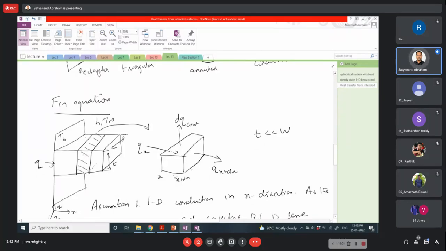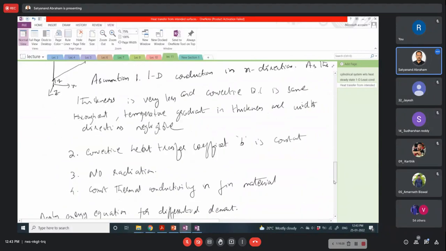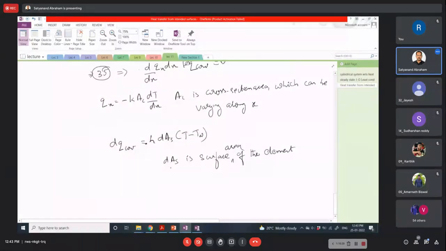If we take the full area, then the sides can also be taken into consideration. If the perimeter is 2W plus 2T, then obviously we are considering what is happening on the sides also. But if T is much less than W, then we can say W into dx. So that is the differential area, or dAs, the surface area of the element.